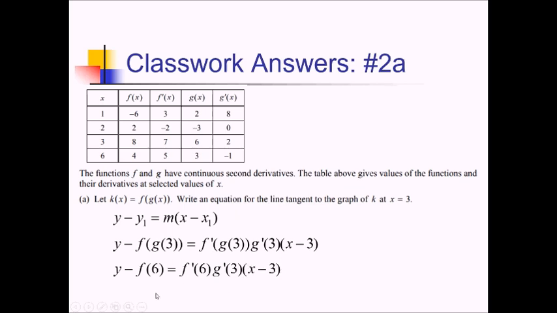Let's next find what f of 6 is. So let's see here. That's going to be 4. So we have y minus 4 out here. F prime of 6 we'll also look up. F prime of 6 is going to be 5. So this equals 5 times g prime of 3. Well, g prime of 3, looking that up, looks like that's going to be 2. And then we have x minus 3 right after that.